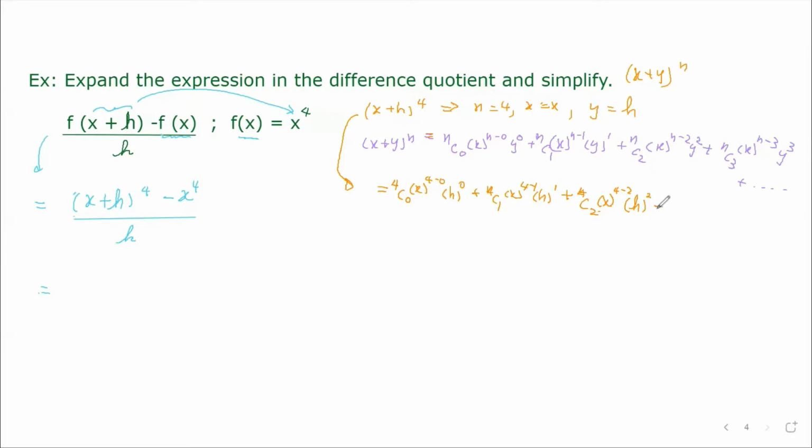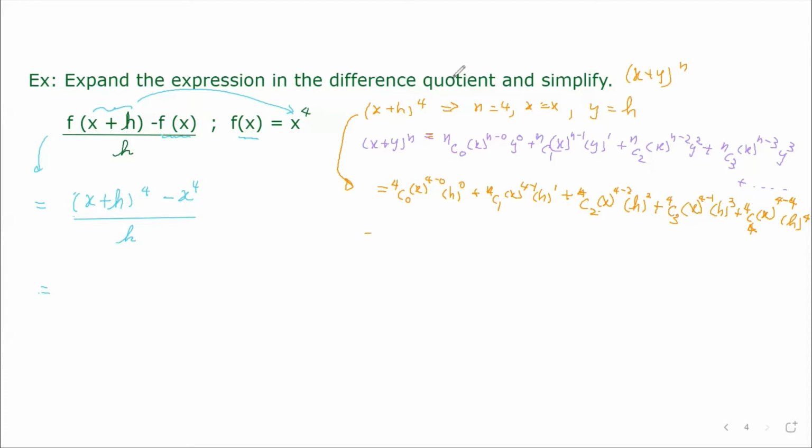It's in the pattern, not too hard. Next is going to be 4C3 and x power 4 minus 3 and times h power 3, right? Plus the last term now, 4C4, and then x power 4 minus 4 and times h power 4. Okay, now we simplify it.